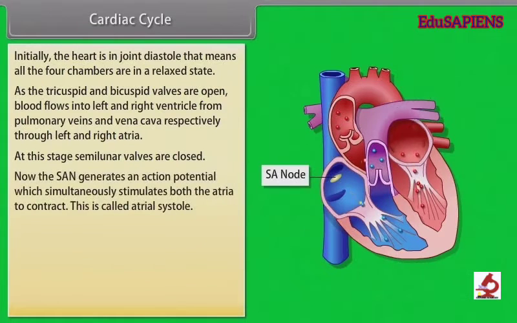Now the SAN generates an action potential which simultaneously stimulates both the atria to contract. This is called atrial systole.